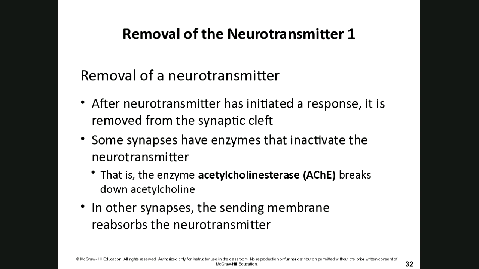What acetylcholine esterase is, and just a little FYI, for the most part, in biology, anything that ends in ASE is usually an enzyme. So acetylcholine esterase is the enzyme that will break down that acetylcholine that's left over in the synaptic cleft. Because remember, we can't have another action potential happening while there's still an action potential doing its thing. That we had that refractory period. So acetylcholine esterase breaks down that acetylcholine. And in other types of synapses, the sending membrane can actually absorb some of the neurotransmitters. So there are a couple of different ways that we can remove this neurotransmitter from the synaptic cleft.